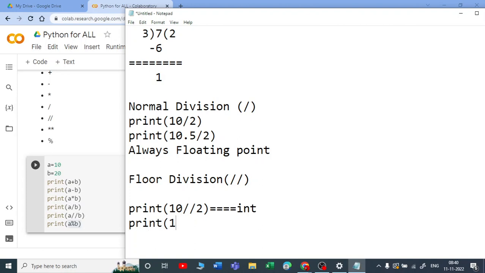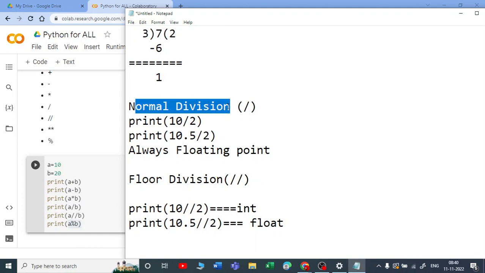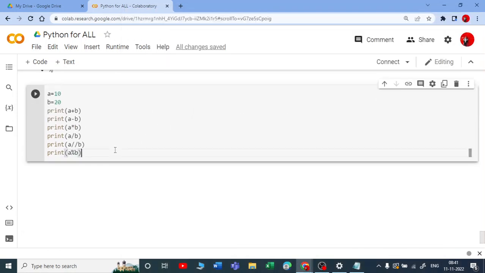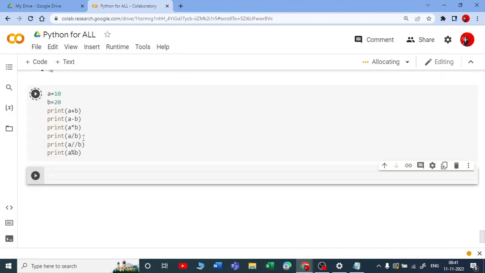If it is a double division, that is your floor division, and any of the numerator or denominator is a float, you get a float. So for floor division, you may get an integer or you may get a float depending upon the numerator and denominator. But when you are talking about the normal division, it is always a floating value. Let us apply it in real time now. So let me run this and we'll evaluate everything here.